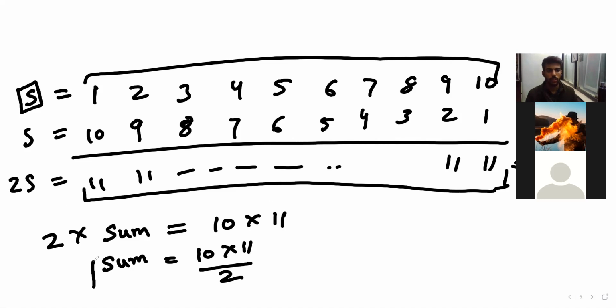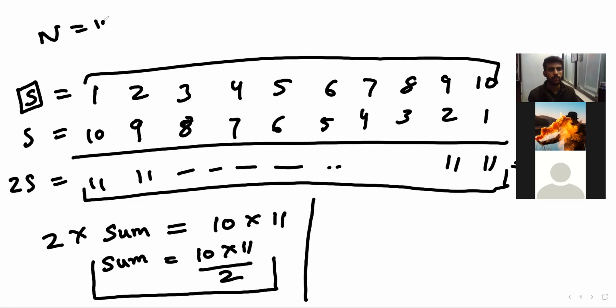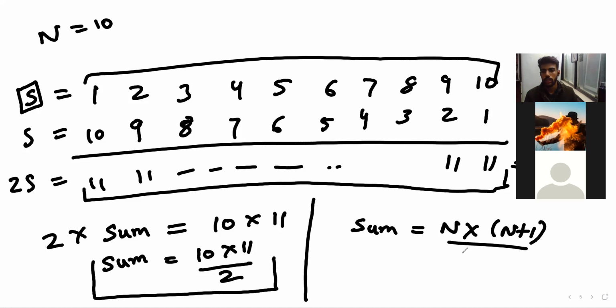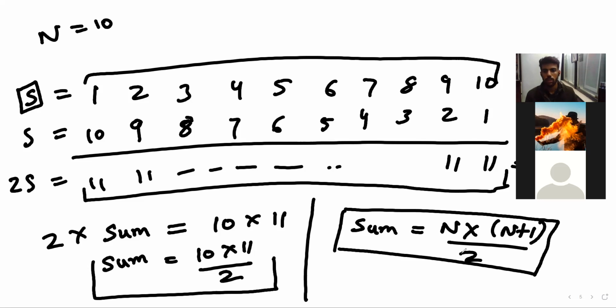Here we can see that sum is equal to 10 into 11 by 2. If we try to come up with a general formula for this problem, here n was 10. Let's just replace 10 with n in this problem: n into n plus 1 by 2. If we put the value of n into this formula, we can come up with a general solution.